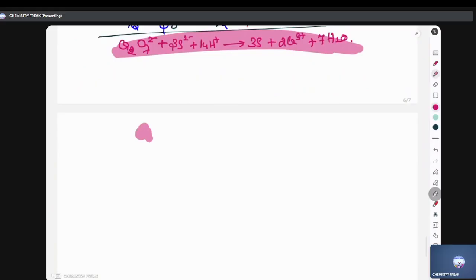Sir, dichromate is a very good oxidizing agent. It becomes chromium 3 plus, sir, 2 molecules, sir, 6 electrons, sir, 7 water molecules, sir, 14 H plus, sir. The 6 electrons at the bottom, sorry.